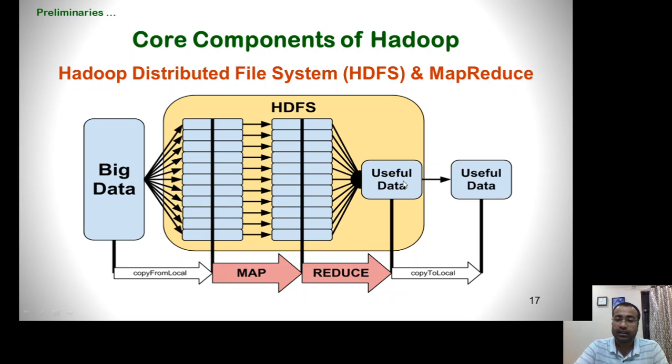And then you can get the final result from HDFS to the local file system. So you can copy from HDFS to the local file system. So this is a general diagram that shows how HDFS and MapReduce inside Hadoop work together.